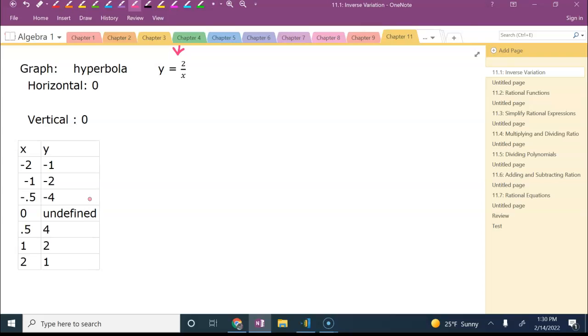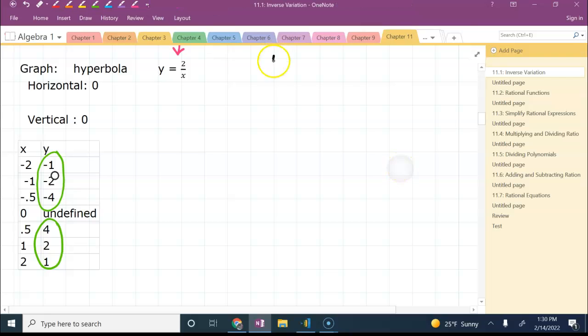You can see what happens if I put in a -2, a -1, a -0.5. Same with the +0.5, 1, and 2. You'll notice that your numbers here are the same. They just have opposite signs. So let's take a look at the graph.